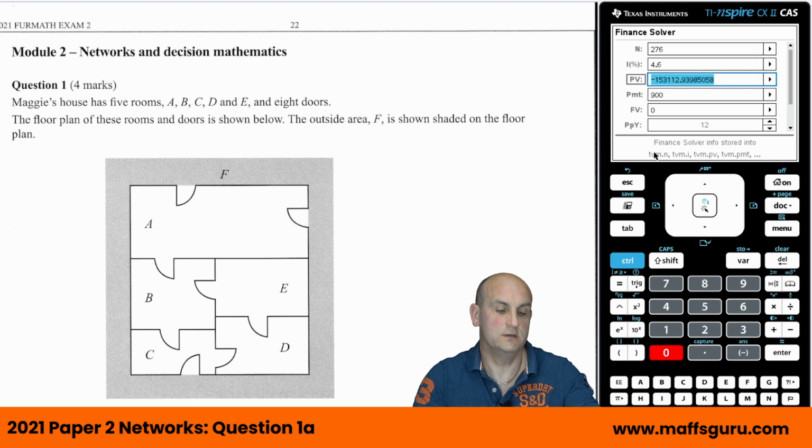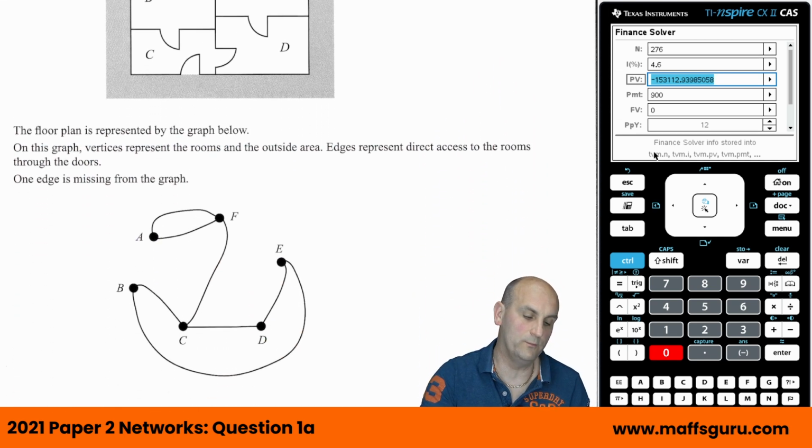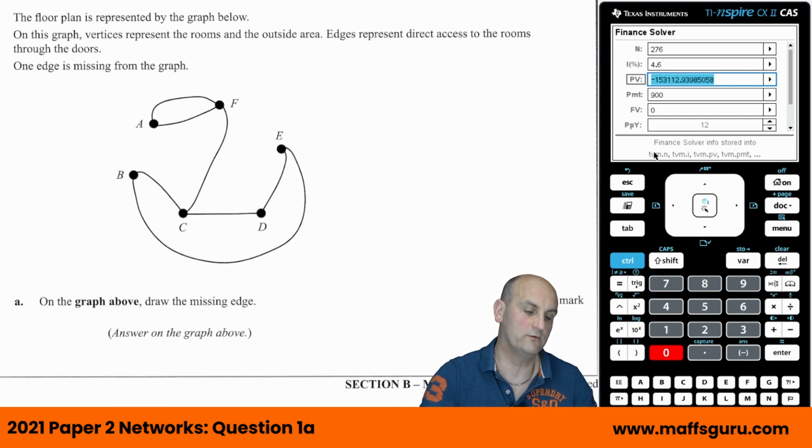Networks and decision mathematics. So they gave you a room network there. The floor plan is represented by the graph below. On this graph, vertices represent the rooms and the outside area. Edges represent direct access to the rooms through the doors. One edge is missing from the graph.